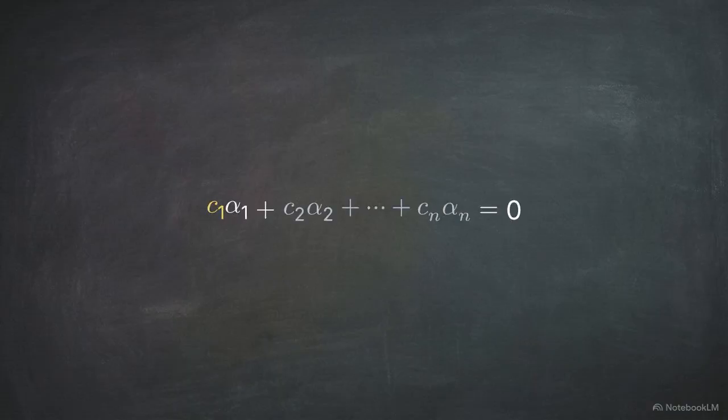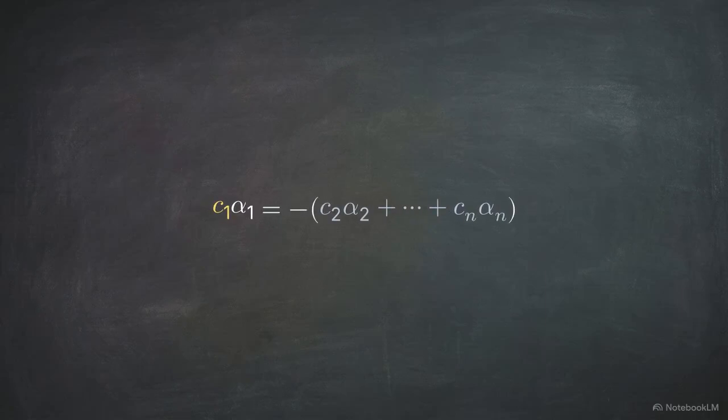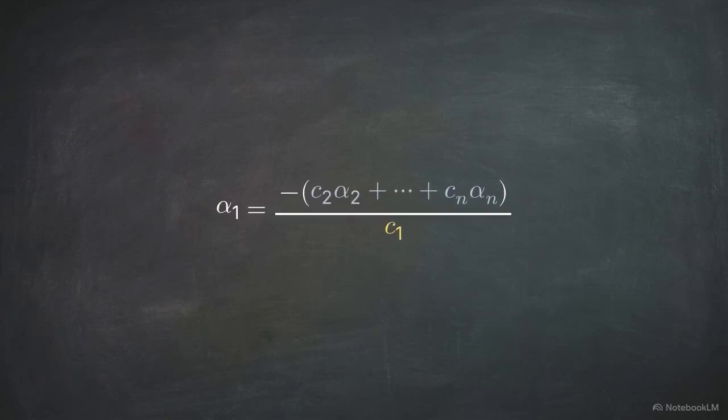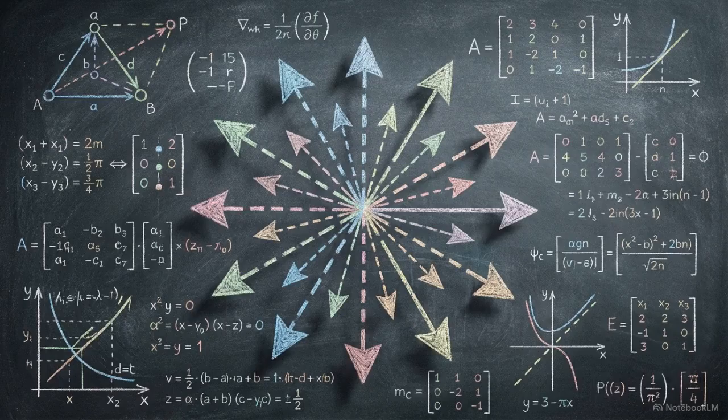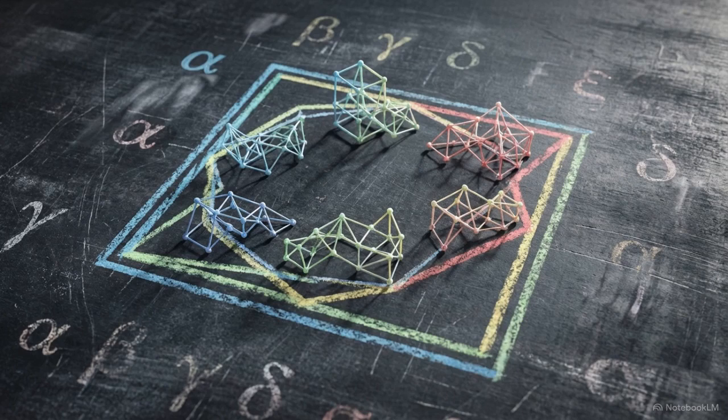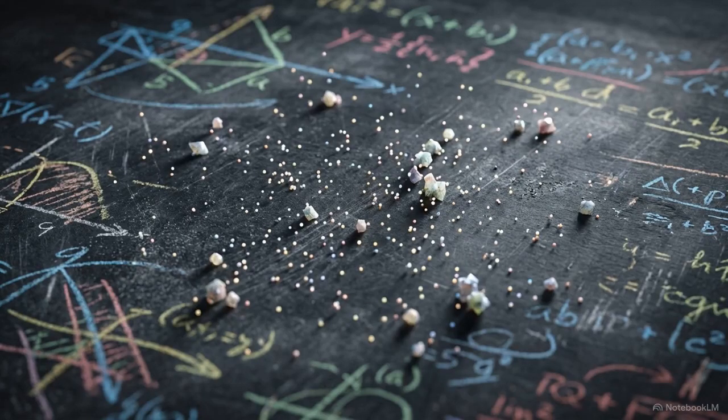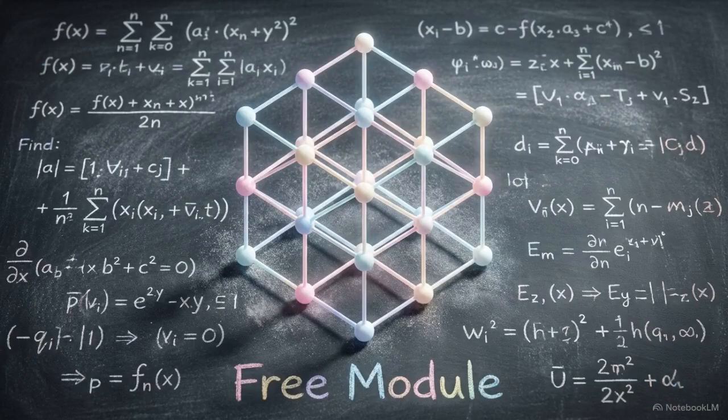Traditional linear dependence relies on the ability to isolate a vector by dividing by its coefficient. In a module, this operation is generally invalid. Consequently, the fact that a set of vectors is linearly dependent does not imply that one is a linear combination of the others. We define a submodule as any subset of V that is closed under the ring's addition and scalar multiplication. However, because division is restricted, not all modules possess a basis. We reserve the term free module for the specific cases that do.